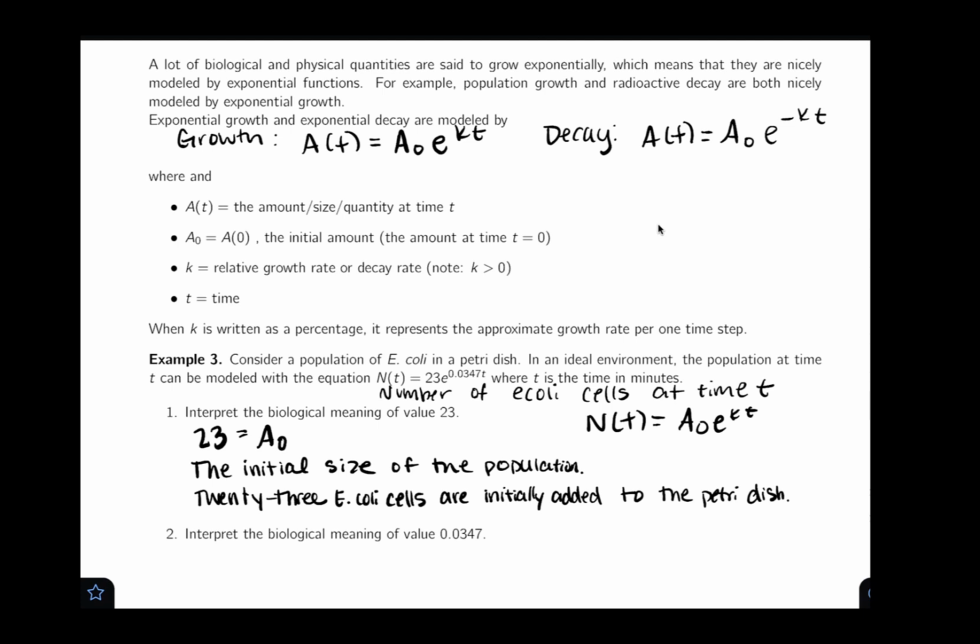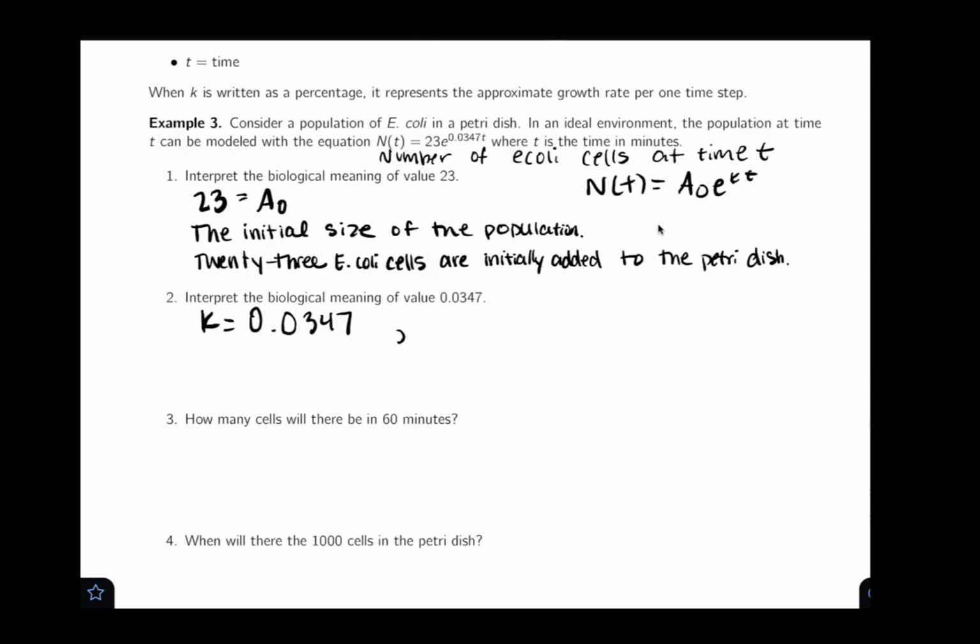The number 0.0347 is the number that is my coefficient in front of my t inside of my exponent. That represents my k, the relative growth rate. This decimal corresponds to a percentage of 3.47%. This means that every minute, the E. coli population grows by about 3.74%.